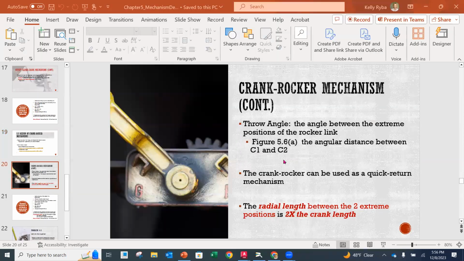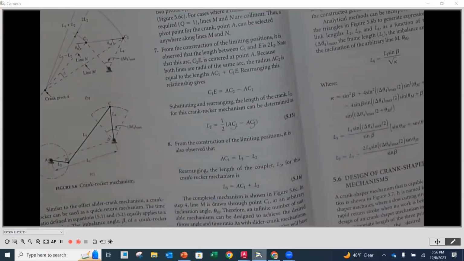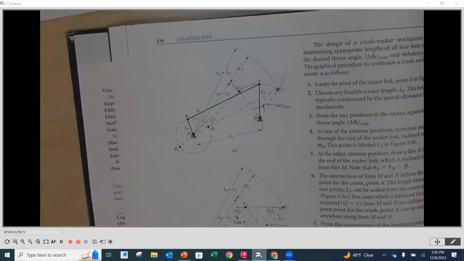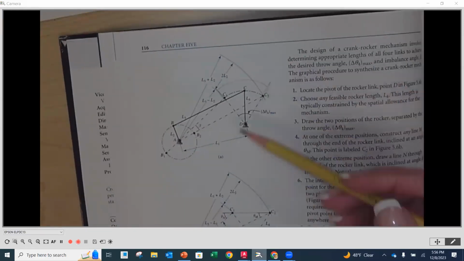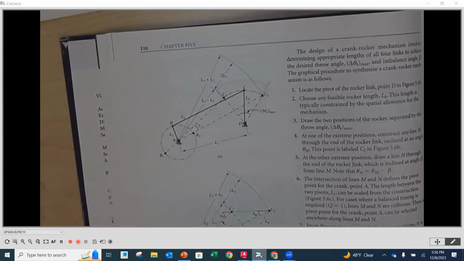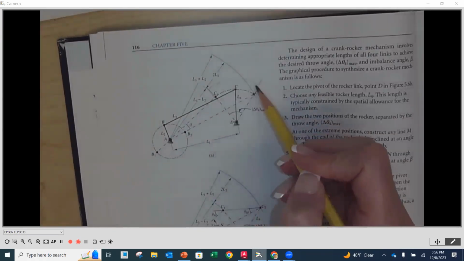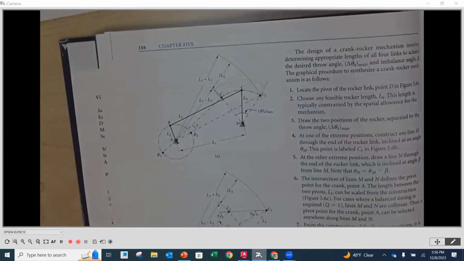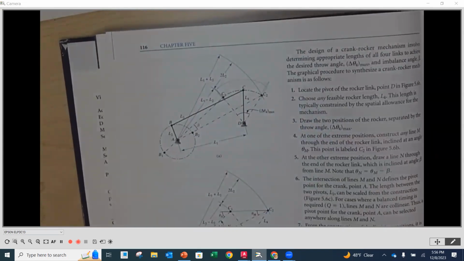So as we look here, crank rocker, as we mentioned, the throw angle is going to be that angle between the extreme positions of the rocker length. So if we look at the angular distance between C1 and C2, sorry, always moving different windows around. The crank rocker is going to be up on the top of page 116. So here you'll notice that you have C1 and C2. Those equate to the extreme positions out and in. And then the angle that takes is going to be called our throw.